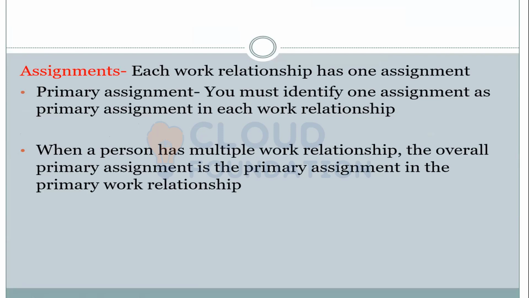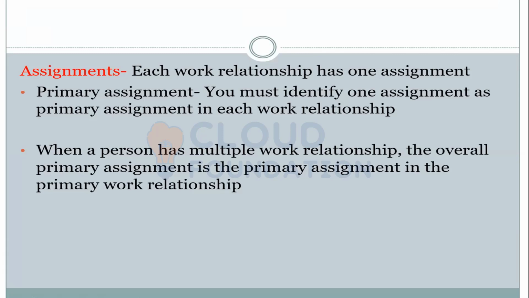Now, coming to assignment. I've already told you that each work relationship has one assignment. You must identify one assignment as the primary assignment in each work relationship. When a person has multiple work relationships, the overall primary assignment is the primary assignment in the primary work relationship. That is the primary assignment, meaning he's working on that.